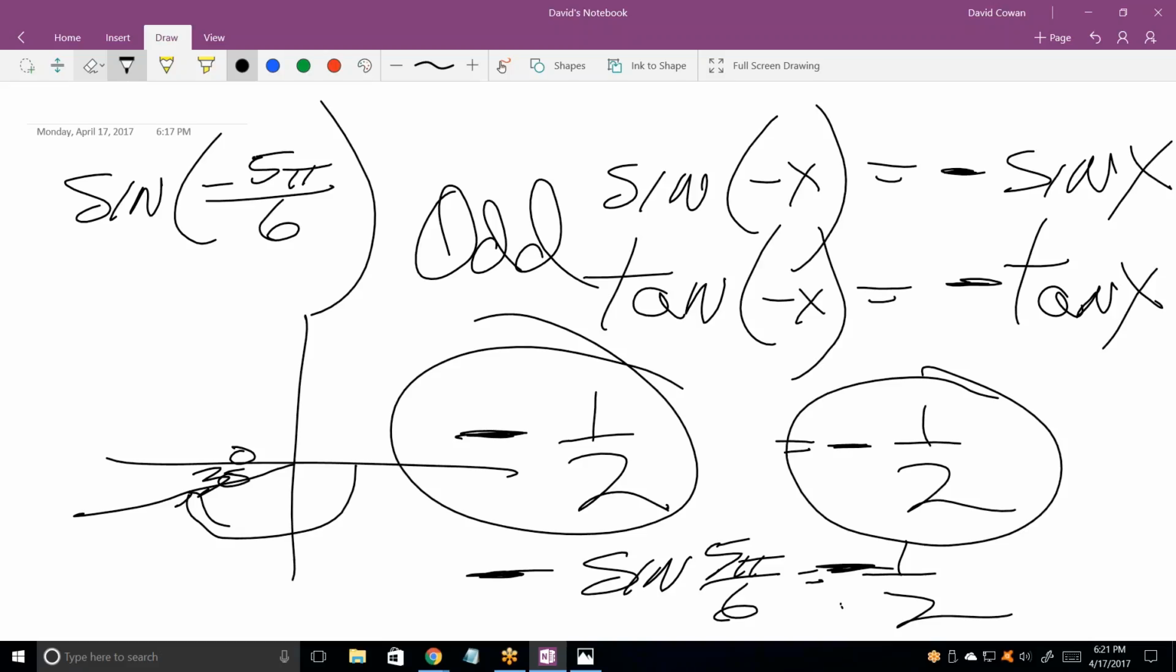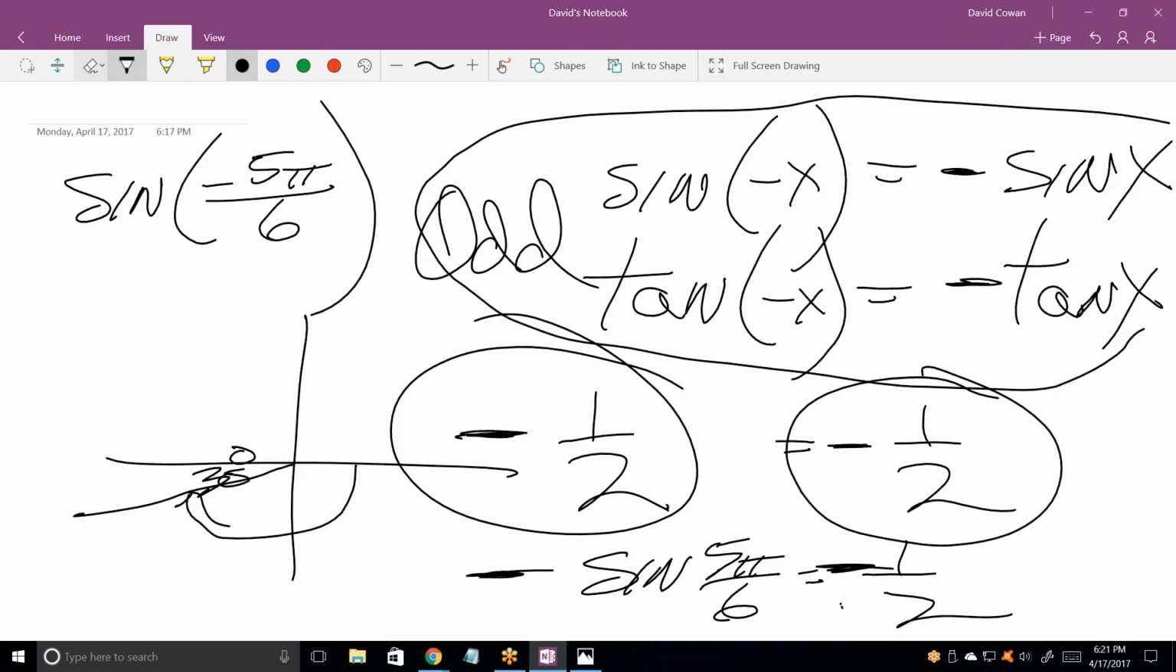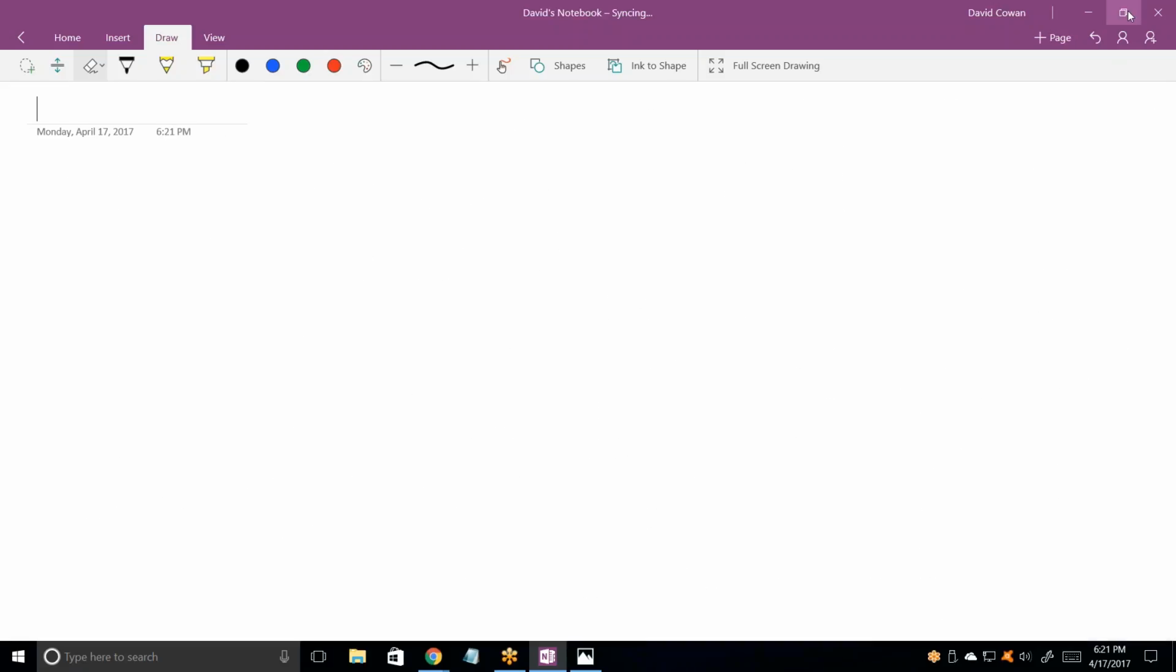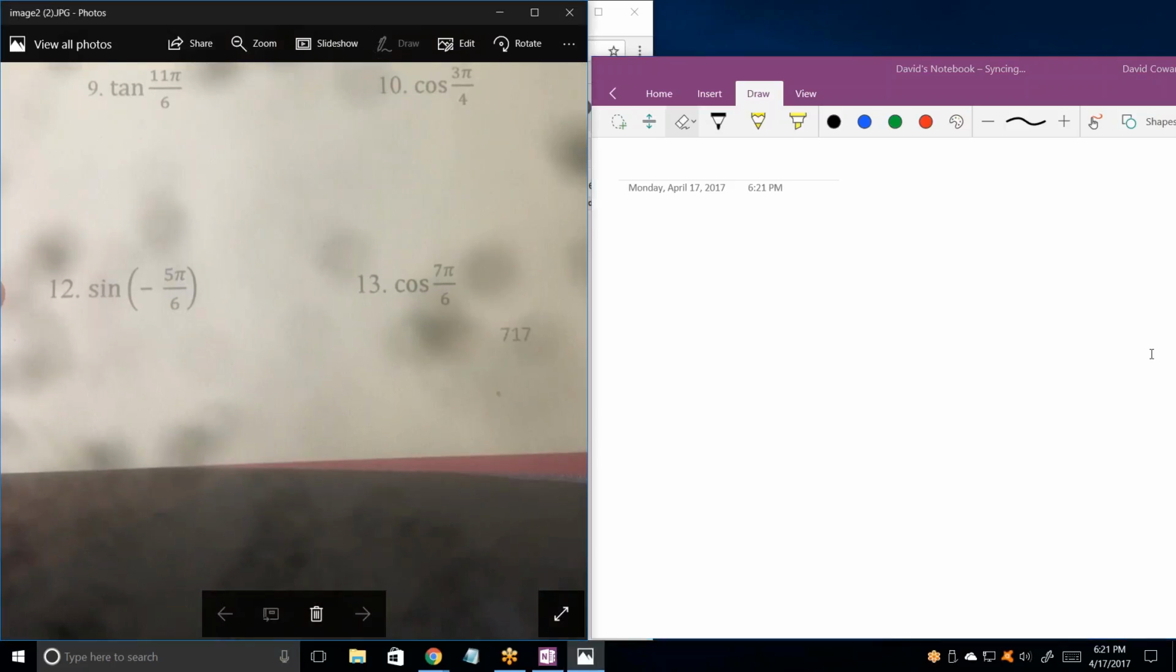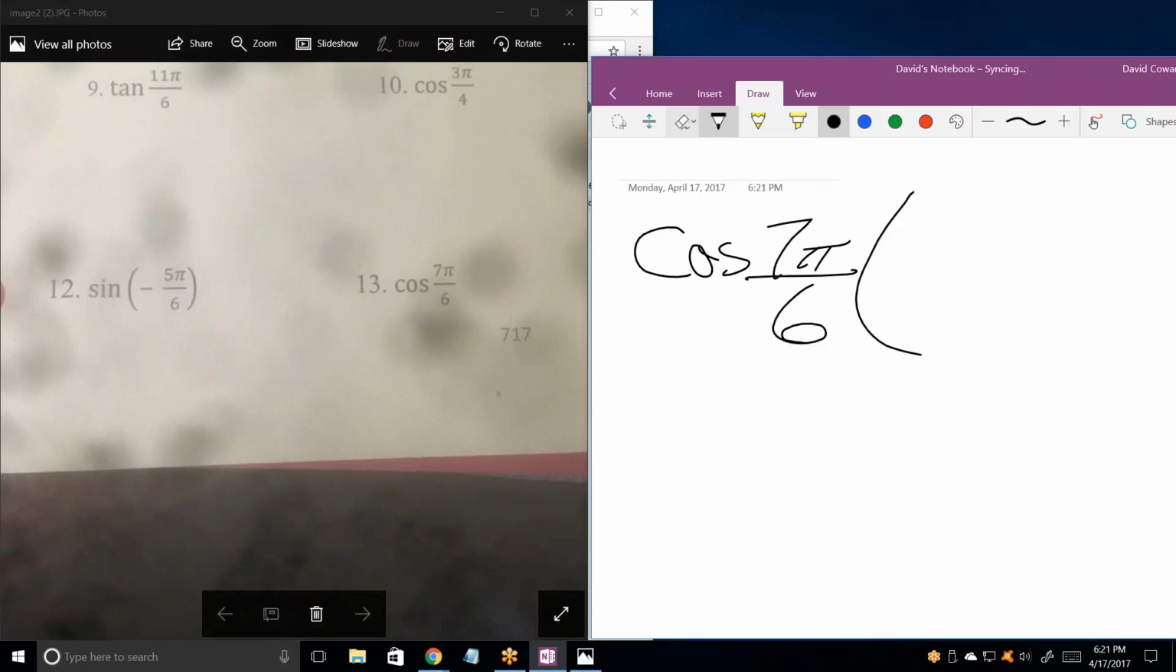There are going to be times where it's very advantageous to use this property. This isn't necessarily one of them. I pointed it out just to point it out. Doing it the way you did it is perfectly satisfactory. Got the cosine of 7 pi over 6. What's its equivalent? What's the reference angle? 60 degrees.